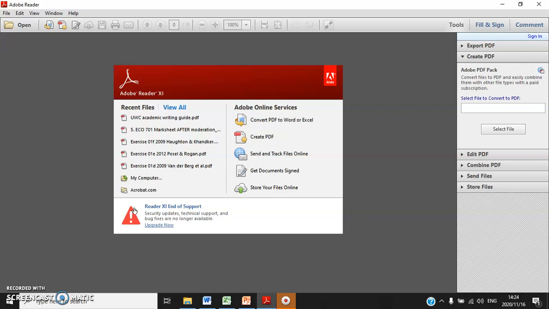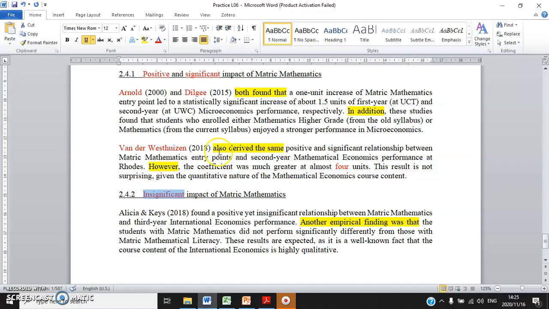Alright, so let's look at the answers. Remember, I must admit my writing is not particularly good, so there is always room for improvement. Honestly, I think I pass. My writing skill is a pass, maybe a C symbol, but really not particularly good. So we all have to learn from each other. So let's look at my proposed answer, 2.4.1, positive and significant impact of matric maths.